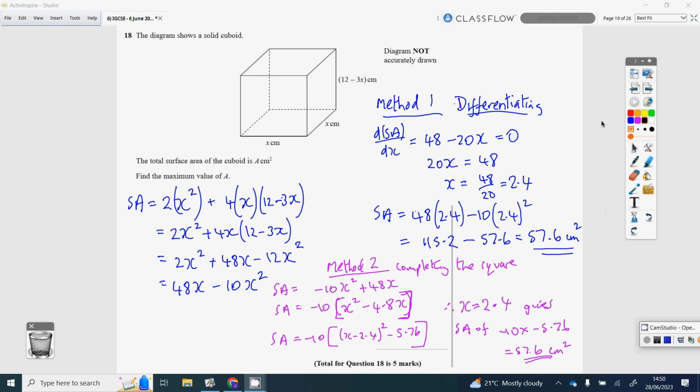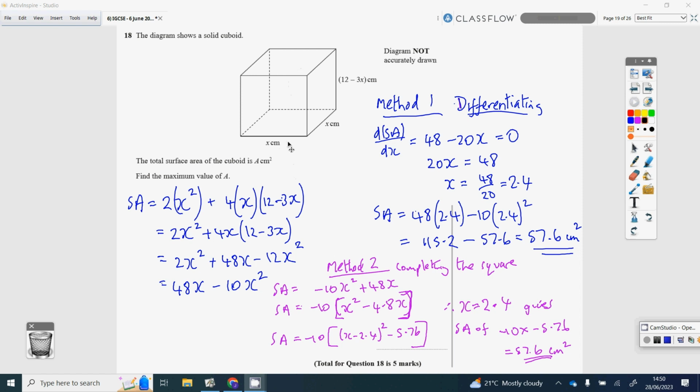Question 18. So we're being asked to find the maximum value of A, and the total surface area of the cuboid is A. So we're being asked to find the maximum surface area. So first of all, step 1, we're going to have to work out the surface area in terms of x.